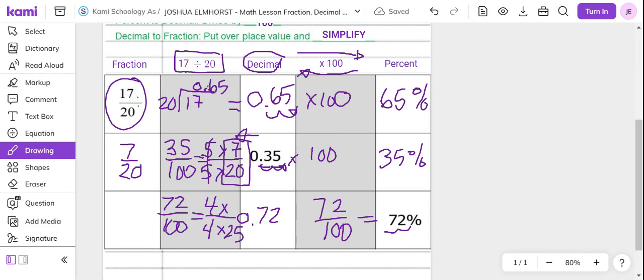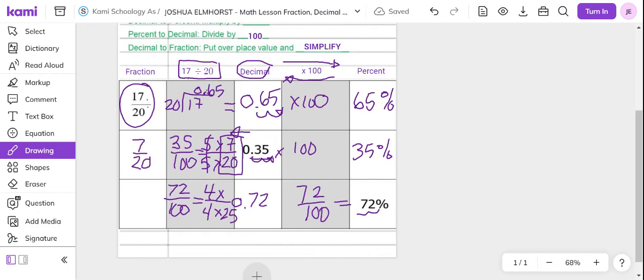4 times 25 is 100, and then 4 times some number equals 72. So let's check that real quick and make sure 4 is a factor of 72. All right, so 4 goes into 7 one time. 1 times 4 is 4, and that leaves us with 32, and that does work. So it's 18 25ths. So the simplified fraction is going to be 18 over 25.